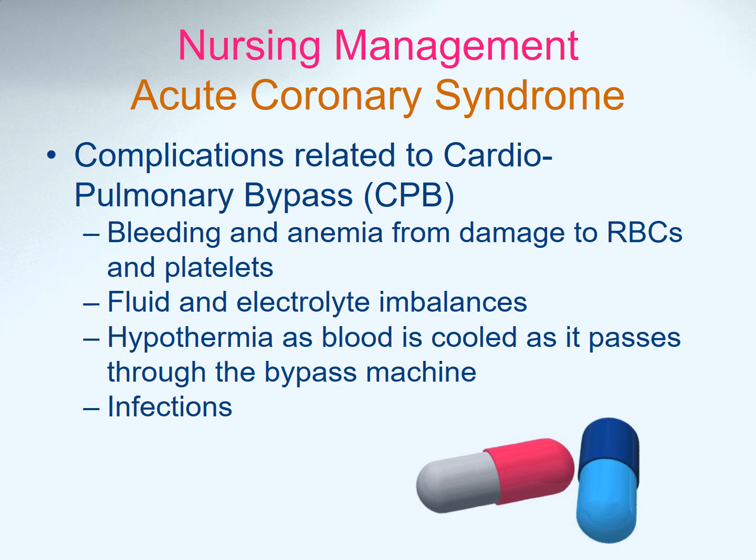Complications are primarily postoperative, develop after CABG surgery relating to the use of cardiopulmonary bypass, or CPB. Major consequences of CPB are systemic inflammation, which includes complications of bleeding and anemia from damage to the red blood cells and platelets, fluid and electrolyte imbalances, hypothermia as blood is cooled and it passes through the CPB, and infections.